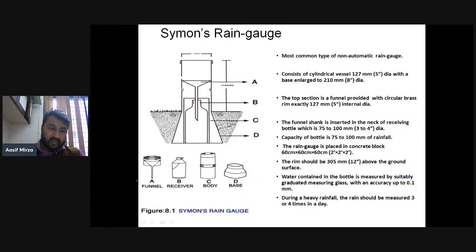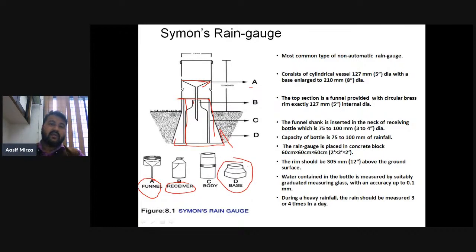So this is nothing but the funnel. In the figure shown here, this is nothing but the funnel. This bucket B is nothing but the receiver. This C is nothing but the body. This section is the body. And D, this is the base.